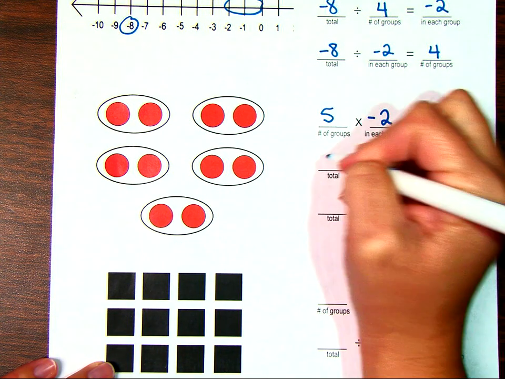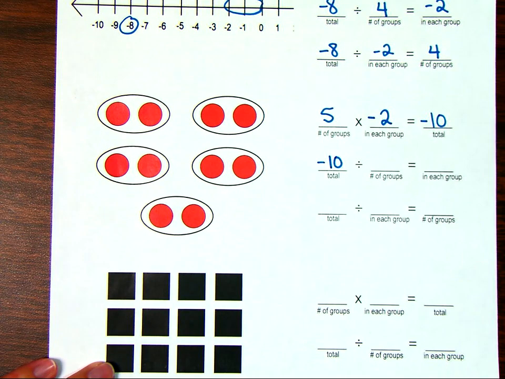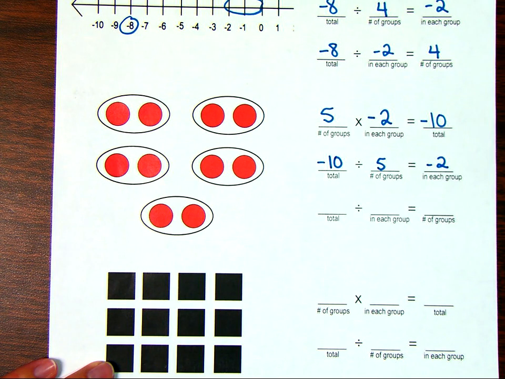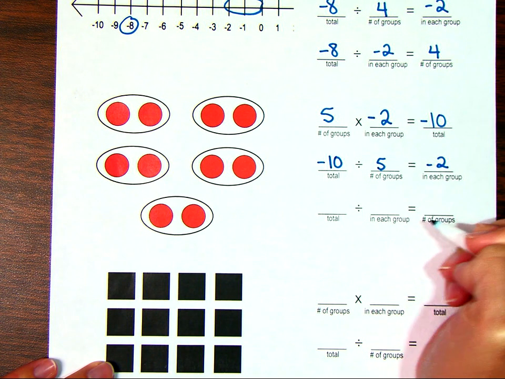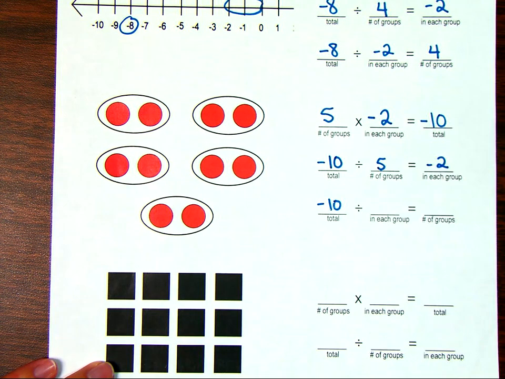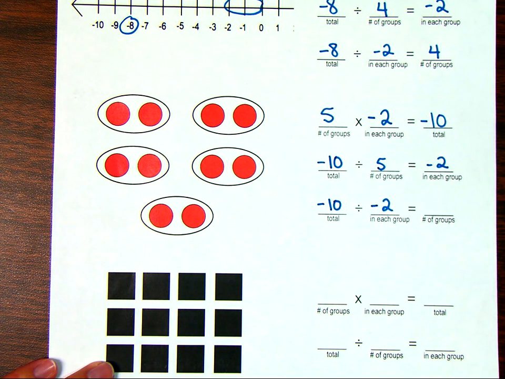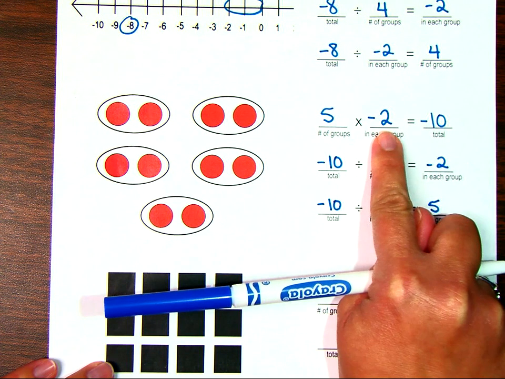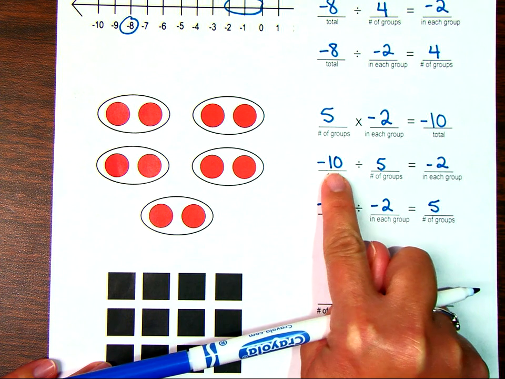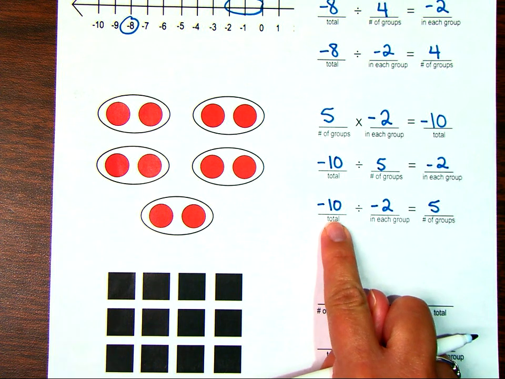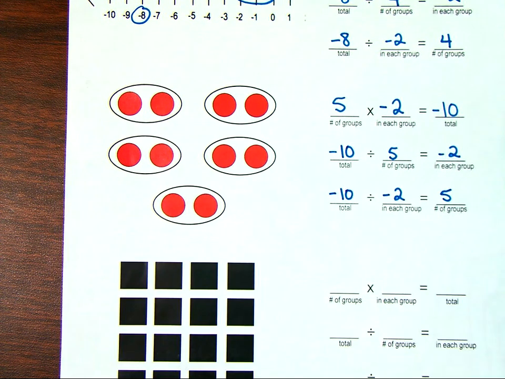So if we take that again and we have our total of 10 negatives, and we divide it into 5 groups, how many are in each group? We have 2 negatives in every group. And another way to write that division is we can take our total of 10 negatives, and we can say, okay, well, I want 2 negatives in every group, so that would result in 5 groups. So a positive times a negative is a negative. A negative divided by a positive is a negative. A negative divided by a negative is a positive.